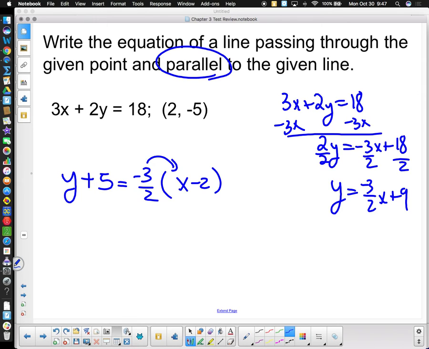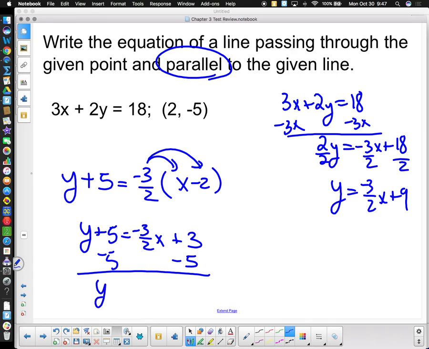Now I do my 2 steps. I distribute, and I combine terms. So y plus 5 equals negative 3 halves x plus 3. And then I subtract 5. y equals negative 3 halves x minus 2. So watch, remember, negative times a negative is a positive. 3 halves times negative 2. If you're not sure how to do that, use your calculator. Okay, multiplying a fraction times a whole number, that's something we learned long ago.